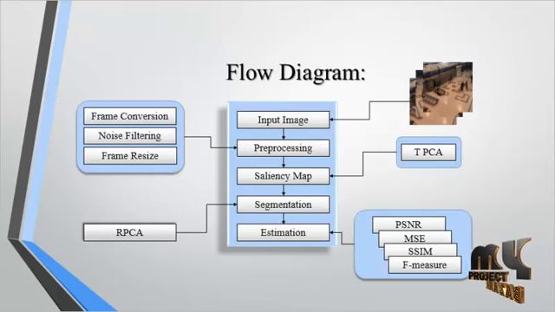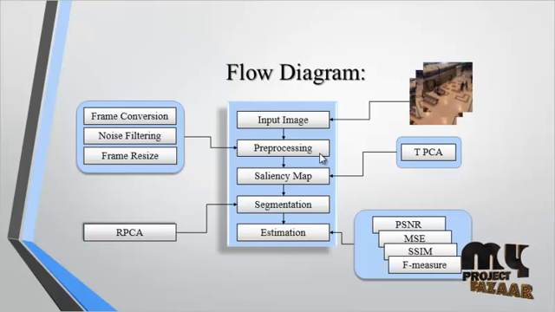Now we discuss the flow diagram for the process. This is the overall flow diagram. In that you can see the input image module. In the input image module, the input image is taken from the dataset, which consists of several input images in a single folder. After getting the input image from the dataset, the pre-processing is carried out.